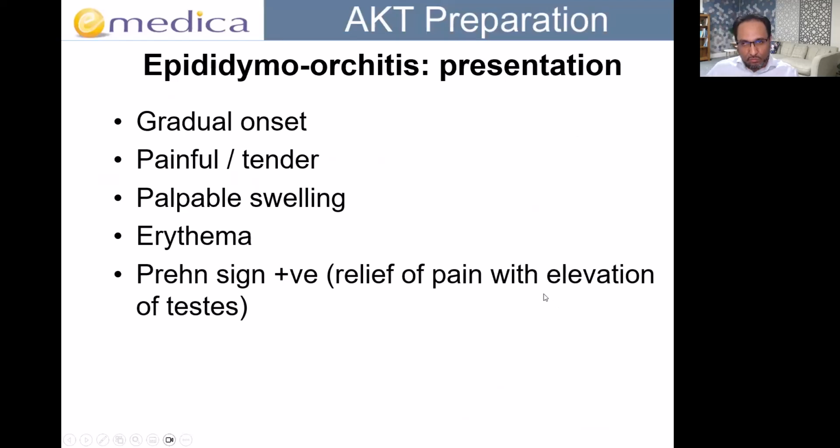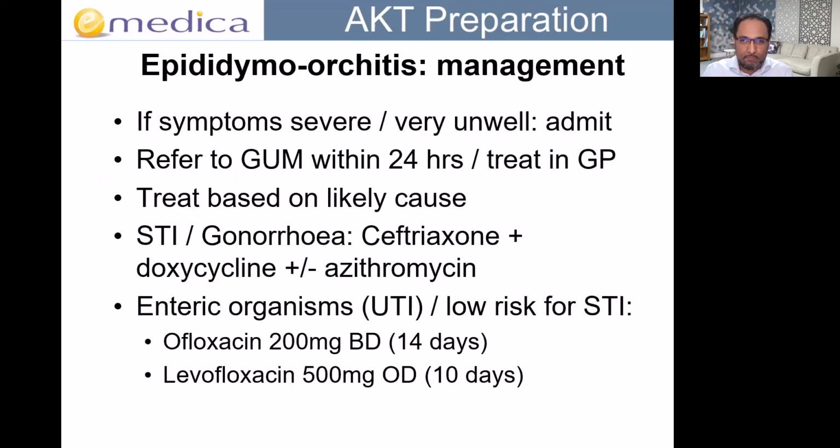So first of all, how does epididymo-orchitis present? You get a gradual onset. It's painful. It's tender. There's a palpable swelling, usually unilateral. There's erythema overlying, and then the useful clue that Prehn sign is usually positive. So when you elevate the testes, the pain gets better.